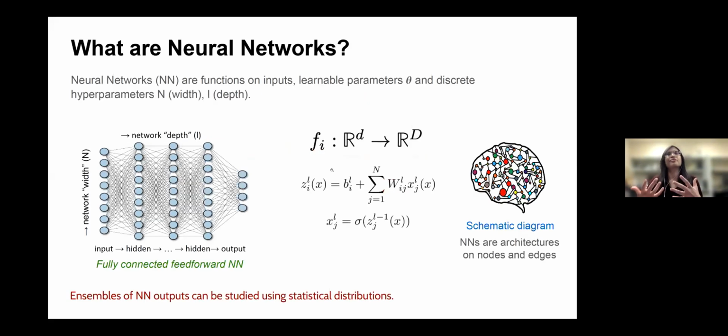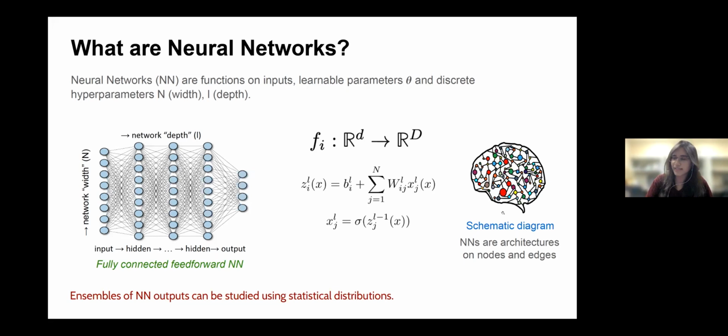Starting with a very brief introduction to neural networks. All of the people in the audience are familiar with neural networks, so I will keep it very brief. Neural networks are nothing but functions from the space of inputs to the space of outputs, defined using learnable parameters, which we collectively call theta, made of weights and biases, and discrete hyperparameters such as width and depth.